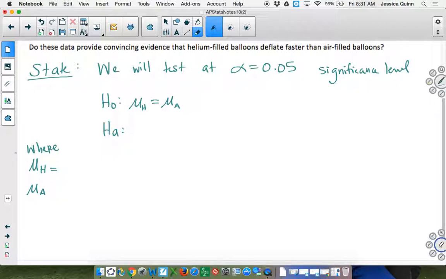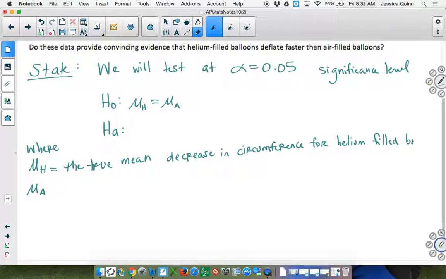So maybe I could say something along the lines of where mu H is the true mean decrease in circumference for my helium-filled balloons. Yeah? Okay, so then mu A is going to be the true mean decrease in circumference for air-filled balloons. Okay, so far so good?